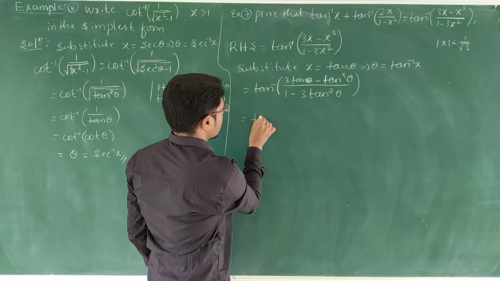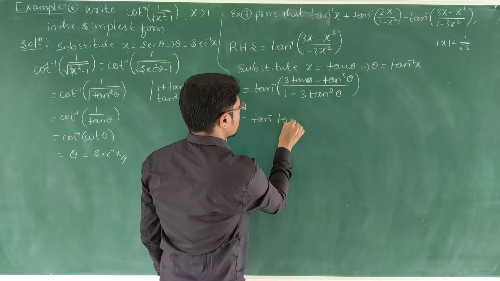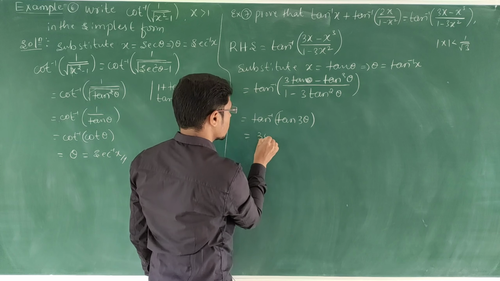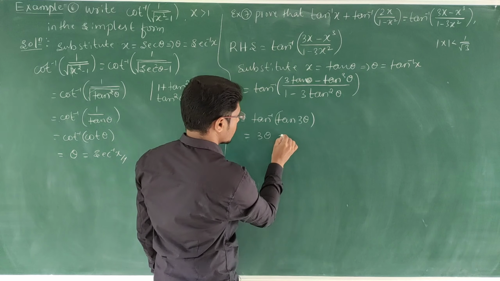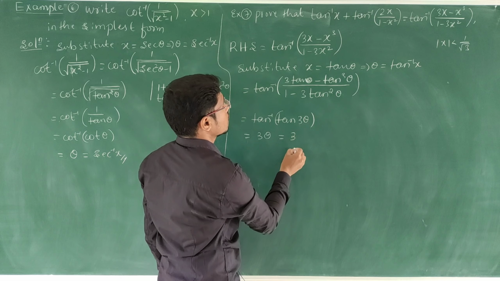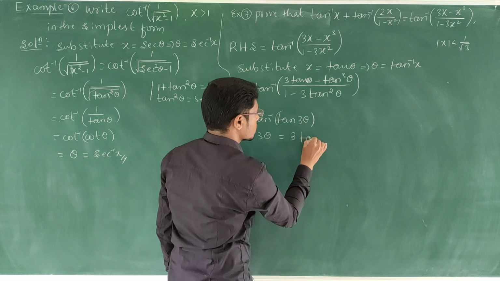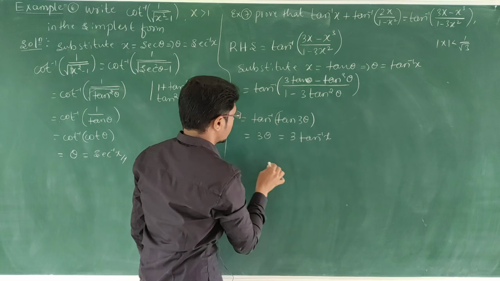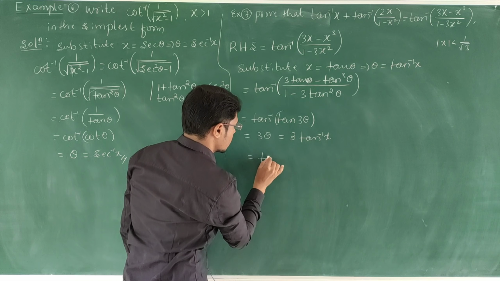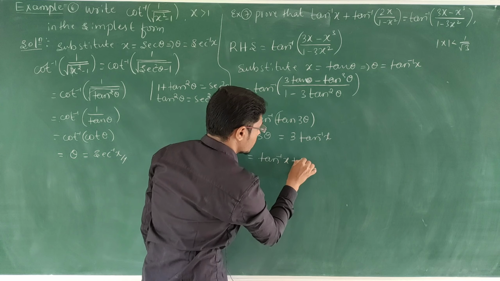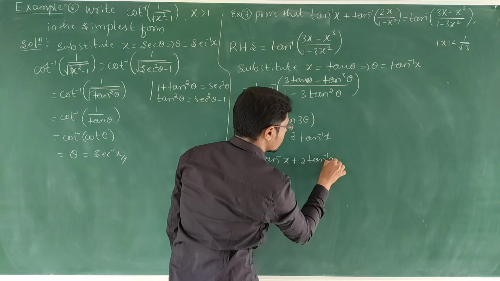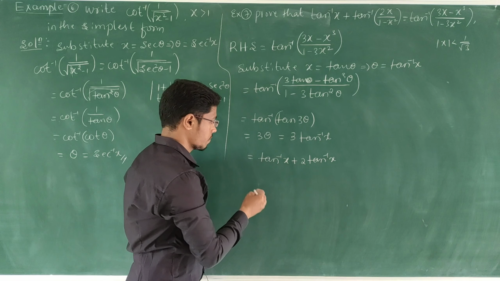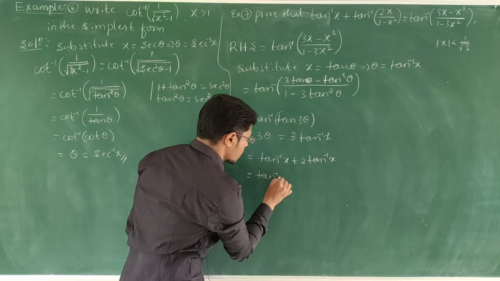Okay, tan inverse of tan 3 theta. Tan inverse and tan get cancelled. This is equal to 3 theta. So 3 theta, where theta is tan inverse of x. Okay, we need tan inverse of x and tan inverse of this. So for that, 3 tan inverse of x can be written as tan inverse of x plus 2 tan inverse of x. Keep tan inverse of x as it is.